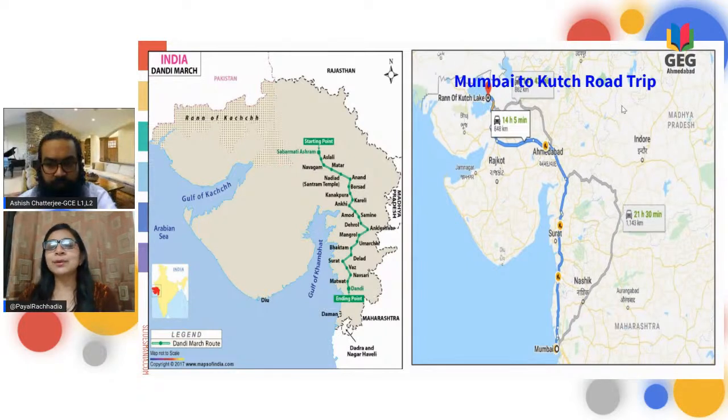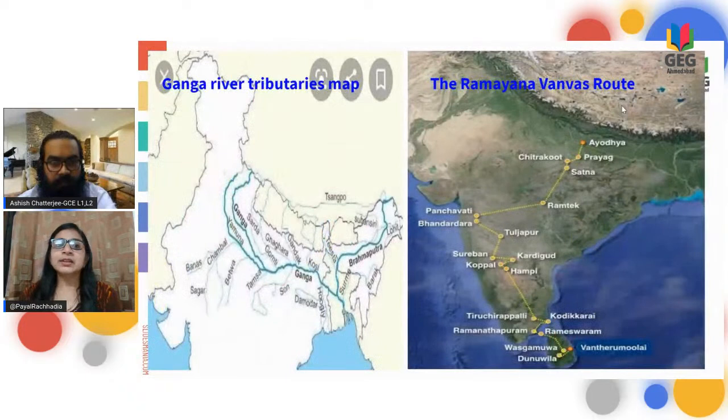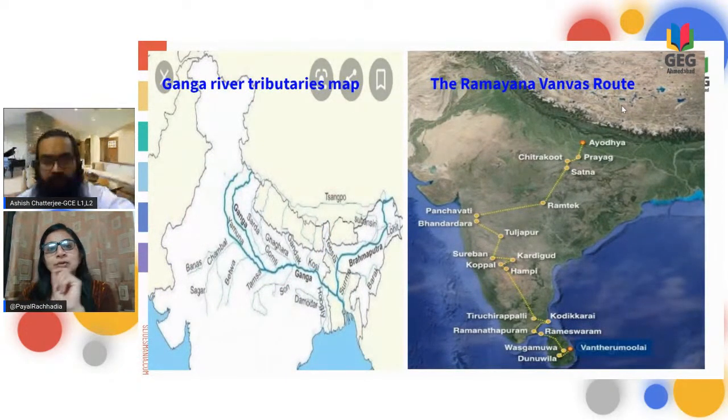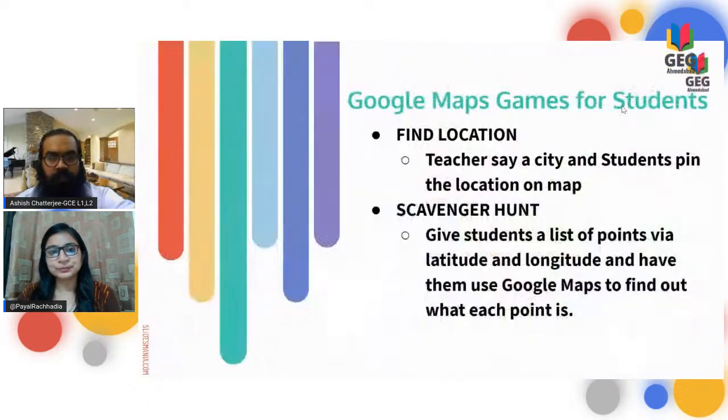So these are examples of Google Maps. We can use Google Maps for Gandhiji's Dandi March, or a Mumbai to Kutch road trip. Suppose I want to demonstrate the Ganga River tributary map, or explain the Ramayana Vanvas route. So we can use this in our subject areas also.